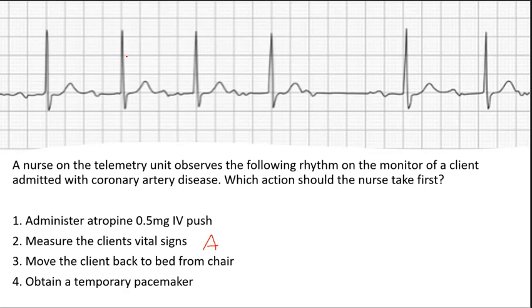Remember, treatment would be indicated if your patient has symptoms. So again, I need to assess the patient first. I need to look out for those symptoms that are associated with this rhythm. So number 2 is going to be my correct answer. Again, it's not about knowing all of the content. It's about knowing how to apply the techniques and the skills that we teach on our courses.